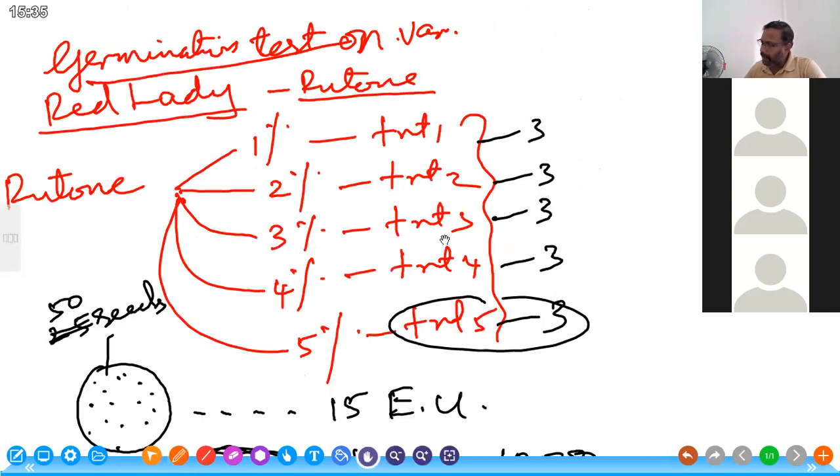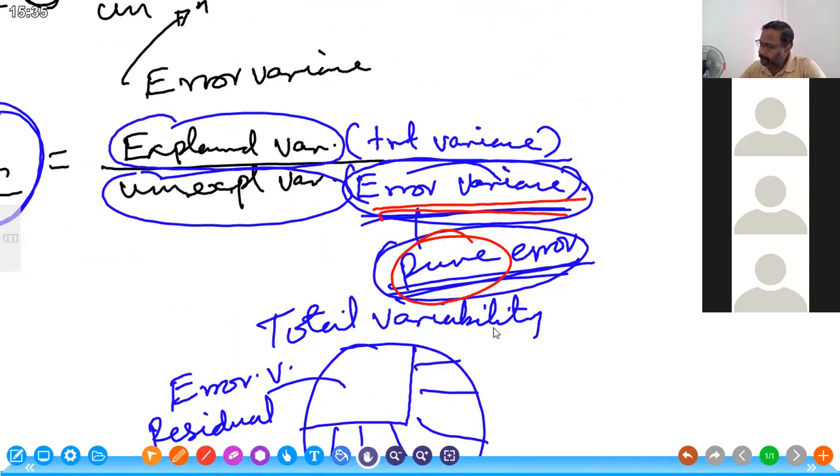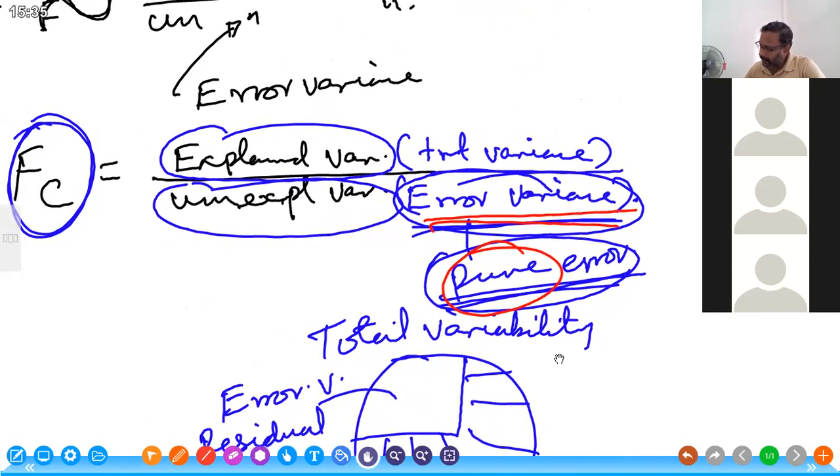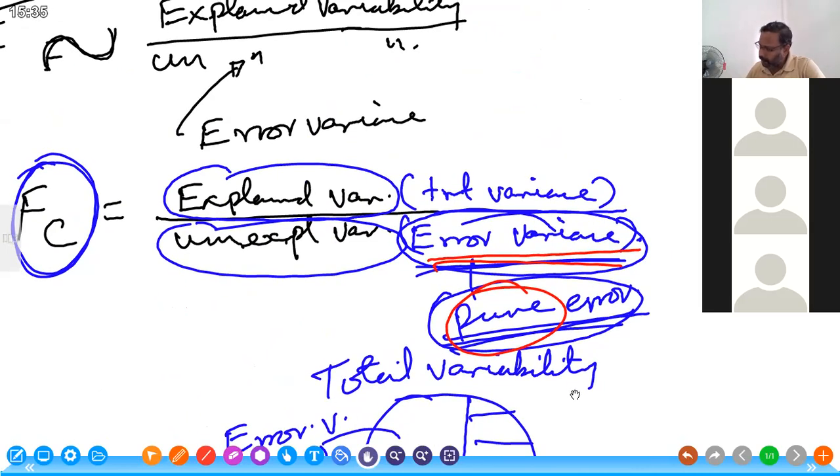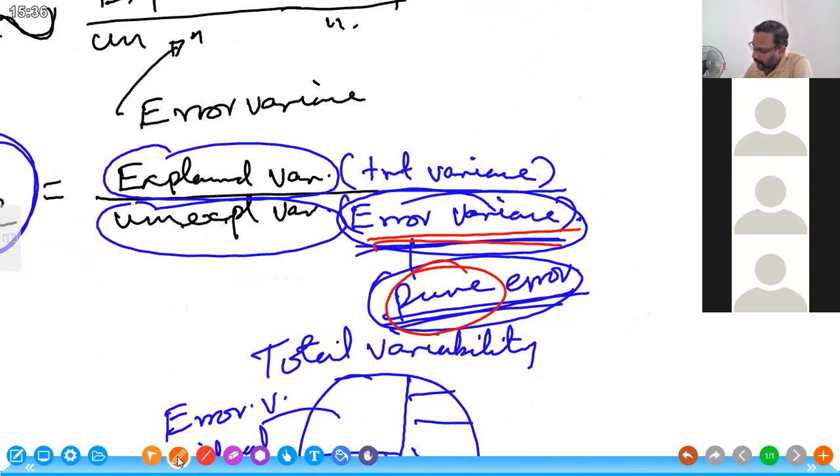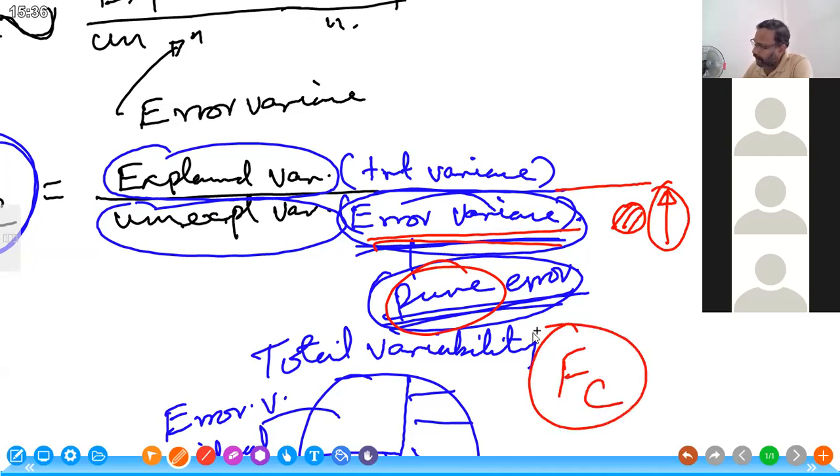What is happening if the unexplained variability increases? Look at here. If the unexplained variability increases, what will happen? You see this, right? This portion will increase. If this portion increases, what will happen to the F calculated value? Anyone? What will happen to the F calculated? Yeah, F calculated value will be reduced.